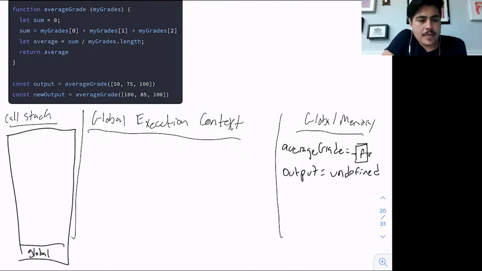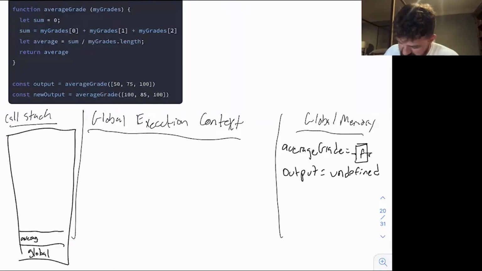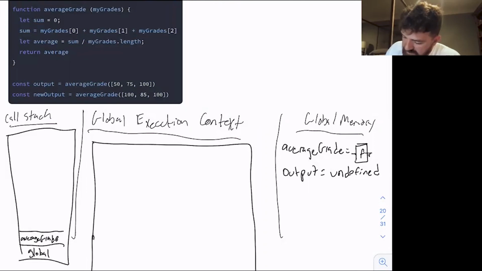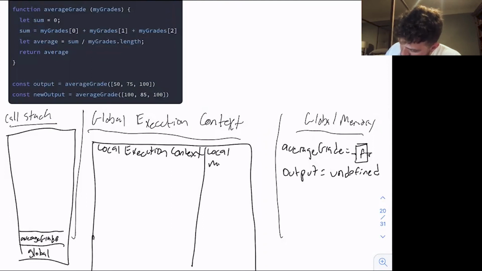So first we'll be pushing on to the call stack the average grades call frame. And we'll be creating a local execution context and local memory. Excellent. Local execution context, as well as a local memory. All right.